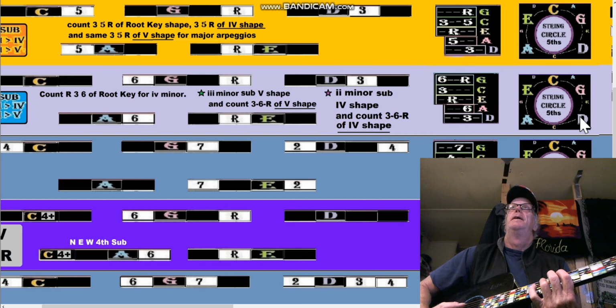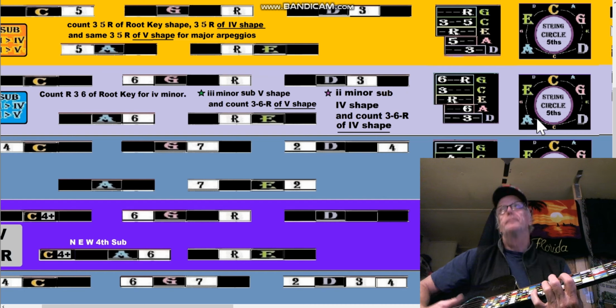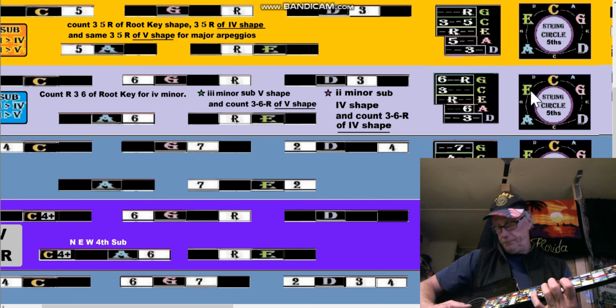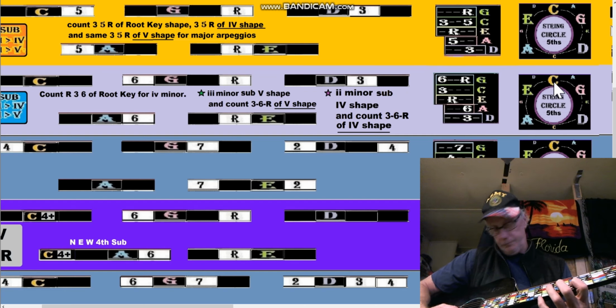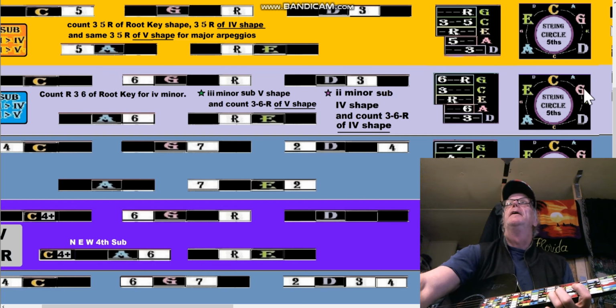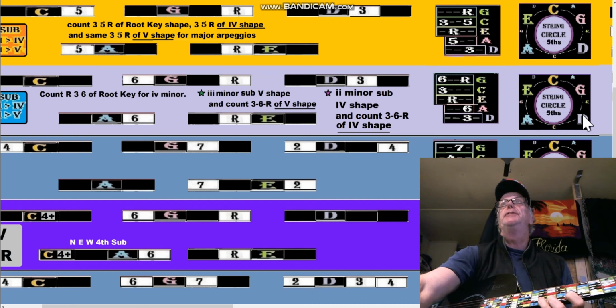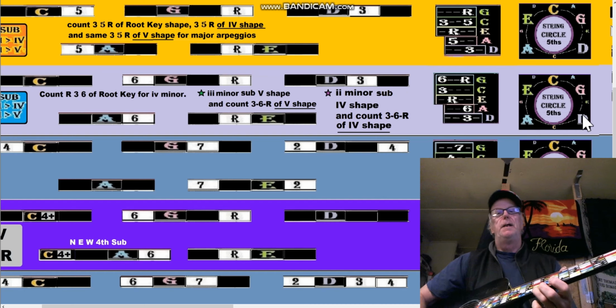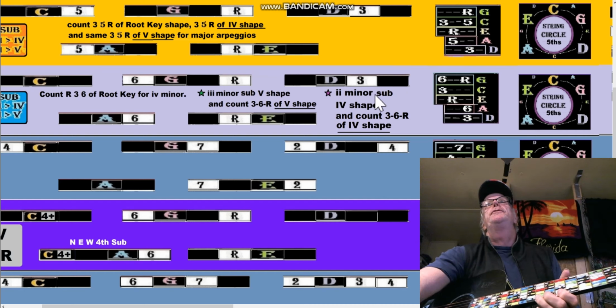D, A, E, C, G, and back to D. Now, with that said, we're going to use these string shapes instead of the pentatonic ones.